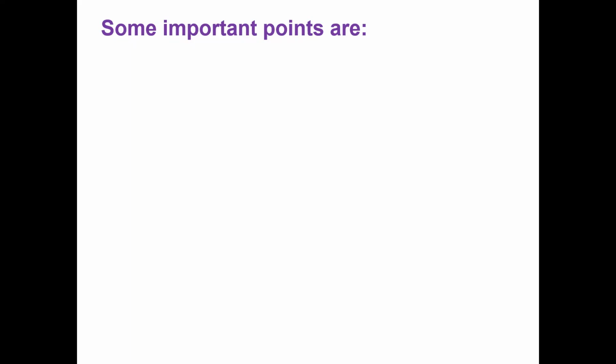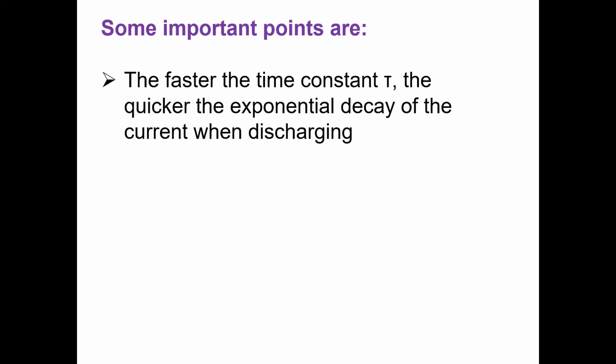Now you have to see some important points. The shorter the time constant, the quicker the exponential decay of the current when discharging. अब टाइम कांस्टेंट जितना शॉर्ट होगा, इसका मतलब होगा कि कैपेसिटर will discharge very quickly. So we design two types of capacitors, some which discharge very quickly and some which discharge slowly.